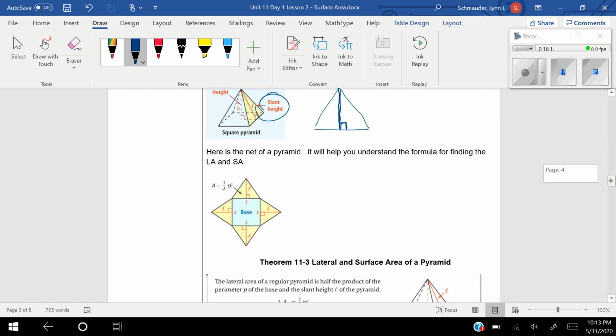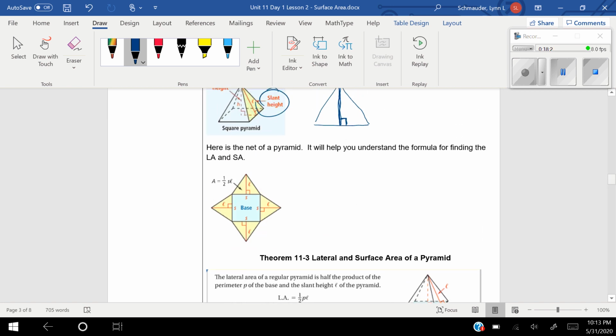All right, and down below here is the net of a pyramid, and hopefully it helps you to understand how to find the lateral area and surface area. Okay, so I can see that I'm really going to have to find the area of a base, and then I'm going to have to find the area of every one of those triangles. Well, how am I going to do that? I know the area of one triangle is a half times the slant height times the base, right? A half base times height.